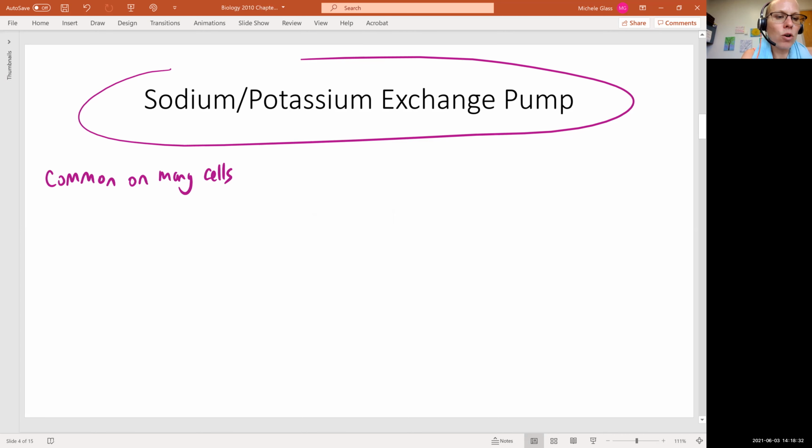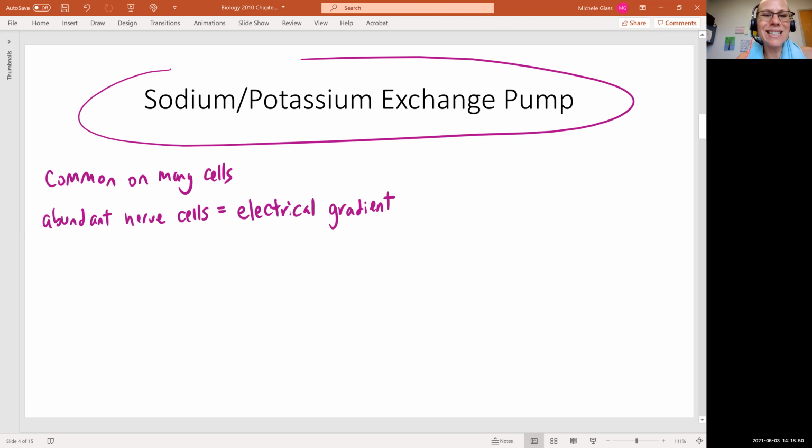And we're going to see it really abundant with nerve cells, because we're going to see that it sets up what we can call an electrical gradient. Remember, our term gradient is talking about the grade, the steepness. So what we're seeing here is we're going to set up a difference in charge. Electrical is talking about ions. It's talking about change of charge, movement of charge, right?